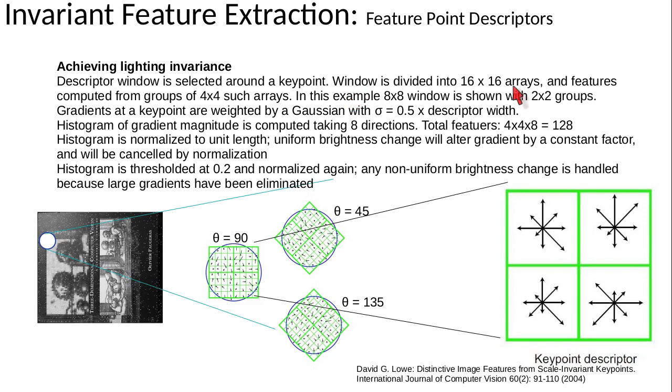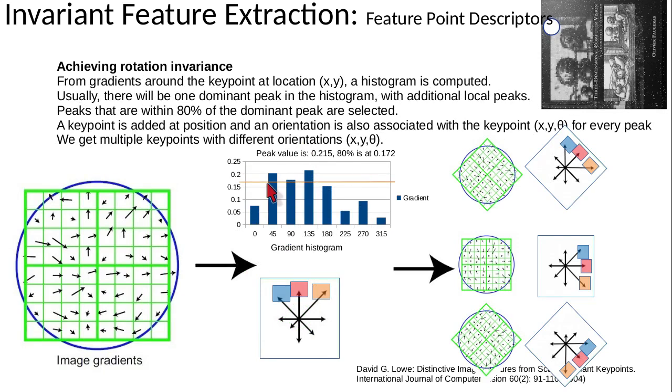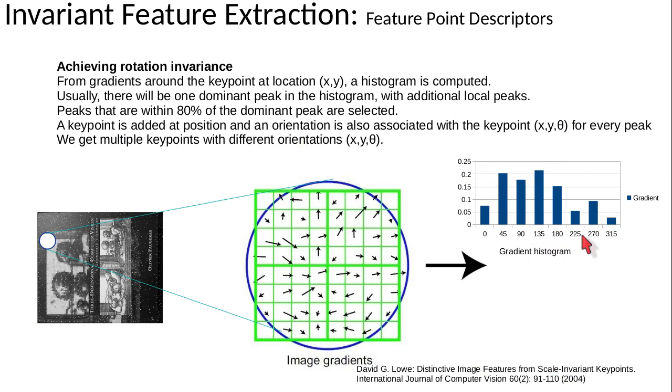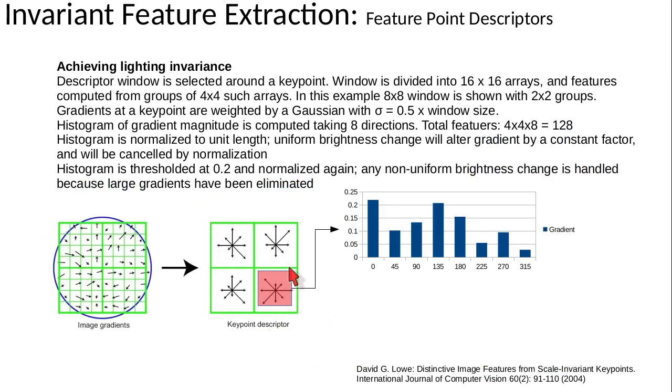In the paper, the window was divided into 16 by 16 arrays and features were computed from groups of 4 by 4 such arrays. In this example, we are showing that an 8 by 8 window is selected around the key point. And this 8 by 8 window has been divided into 4 parts. The gradient image is smoothed by applying a Gaussian having a standard deviation equal to 0.5 times the window size. After the Gaussian smoothing, for each sub-image, that means for each of these blocks of 4 by 4 pixels, we compute the histogram of gradient magnitude. So a histogram is computed exactly in the same process that we had computed earlier. Earlier we had indicated that the histogram was computed for the entire 8 by 8 region surrounding this key point. Here the histogram of gradients is computed only for a sub-window.